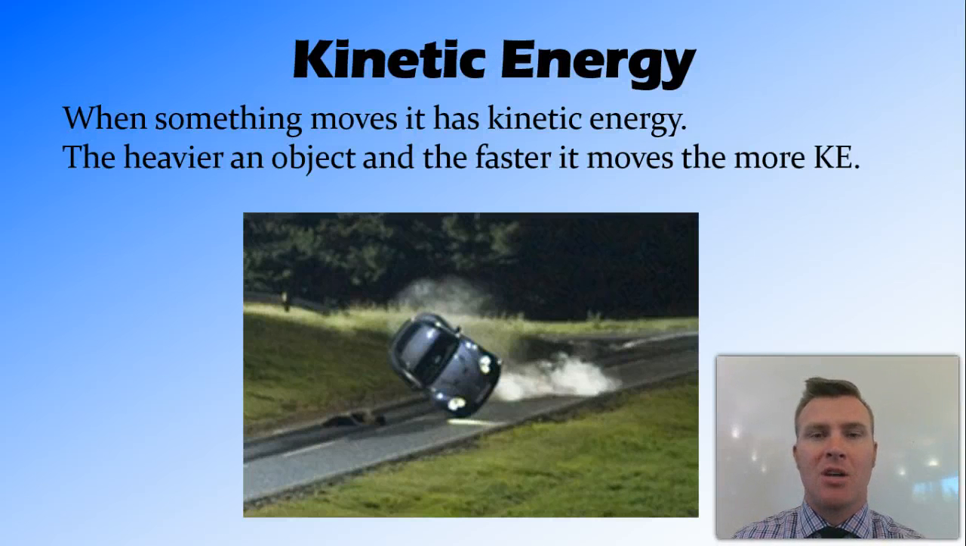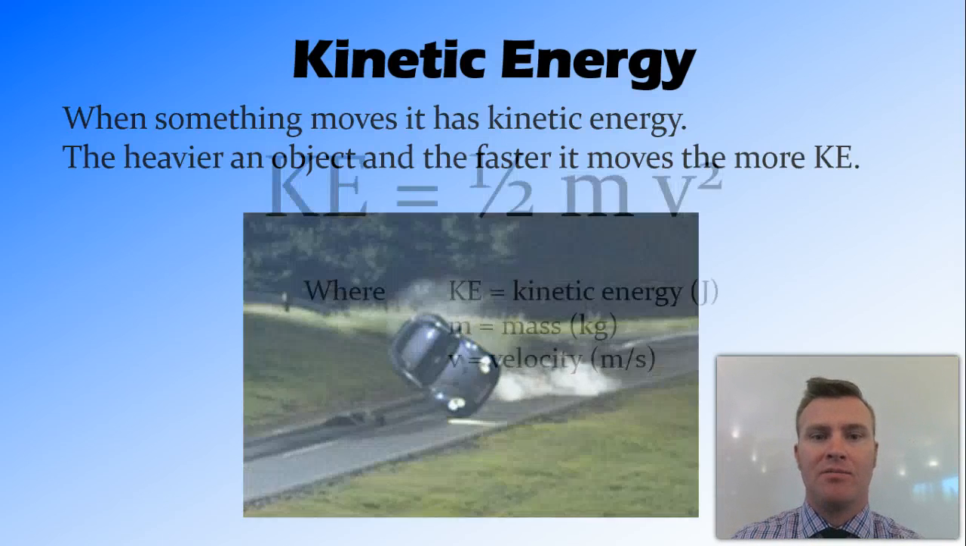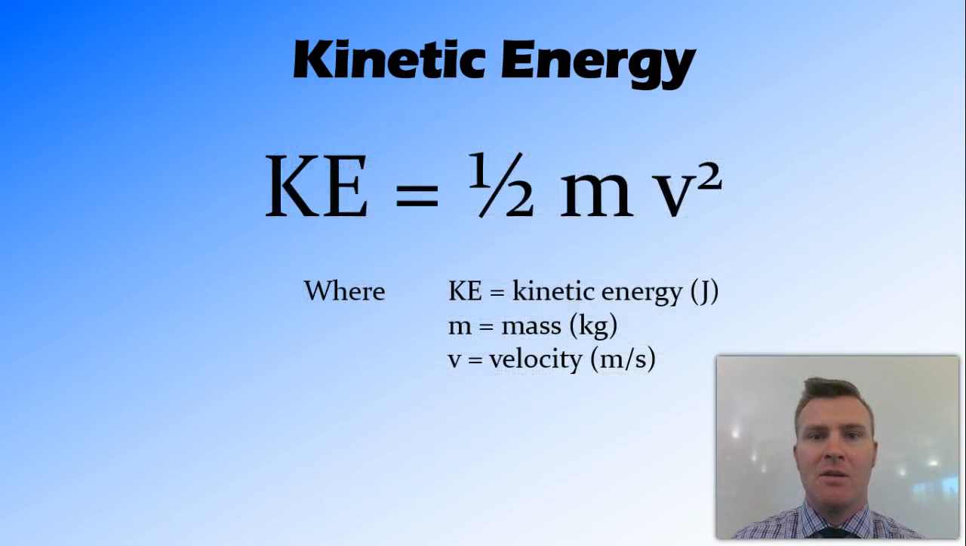Okay, we'll now look at some types of energy. So kinetic energy is the energy that an object has when it's moving. And the heavier the object and the faster it's moving, the more kinetic energy that object is going to have. So kinetic energy equals half mass times velocity squared. So something that is heavier will have more kinetic energy. Something that is moving faster, with higher velocity, will also have more kinetic energy.